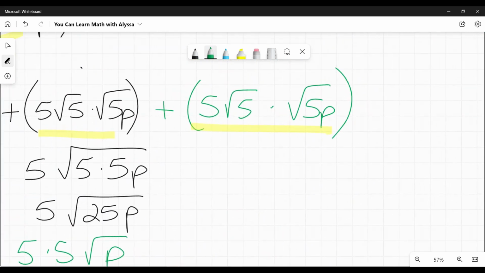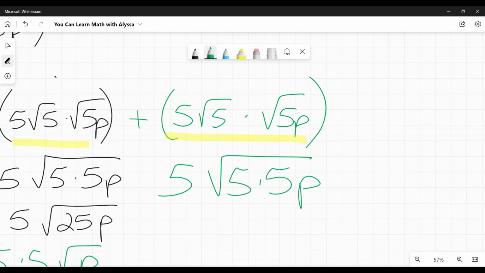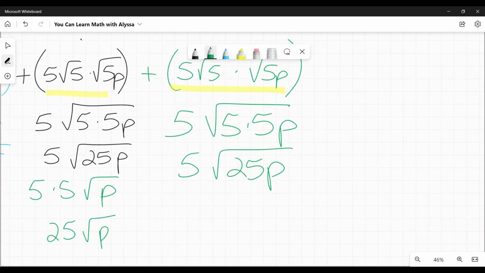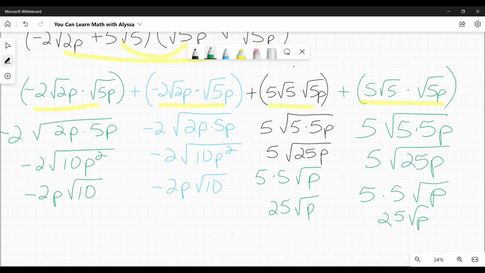Final one, home stretch, and look, it's the exact same thing we just did. The 5 stands alone outside. It doesn't have anything to multiply itself by, so it stays by itself. The other two get combined together into 5 times 5p, or 5 times 5 is 25, and p. Can you take the square root of 25? Yes, you can. It comes out 5 times 5, square root of p, 25 square root of p. Okay, did I get the same answer twice? Yes, I did. Woo! The crowd goes wild.